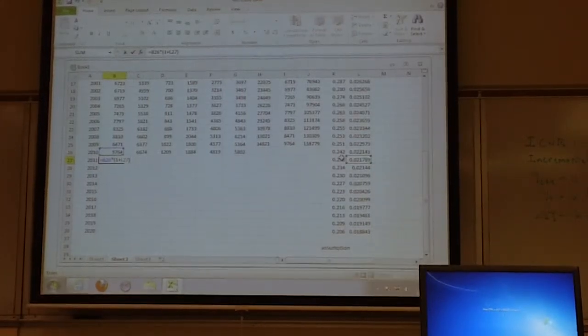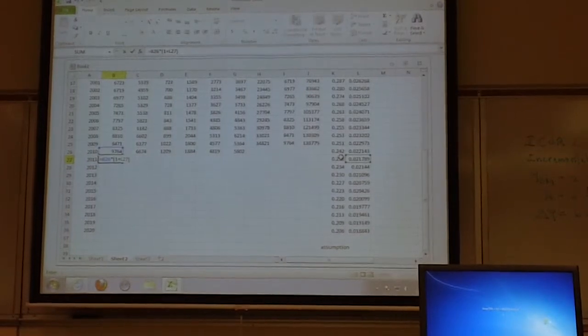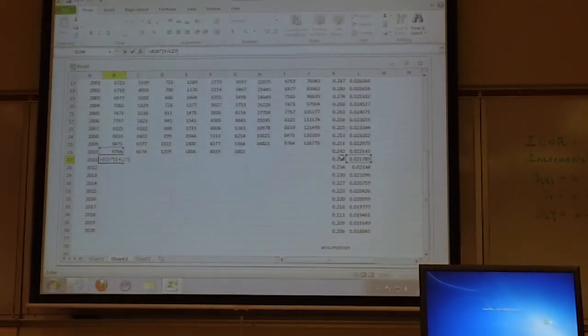All right. Everybody see that? Where's the growth rate at? The last column we just did. All right? Everybody see what I'm doing?